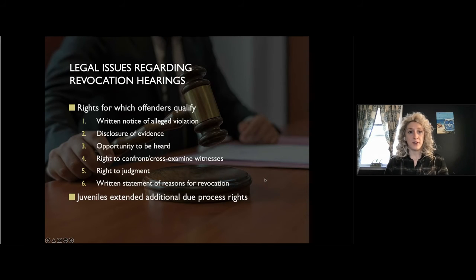So what rights does an offender qualify for during a revocation hearing? Well, there are 6. First, they have the right to receive written notice of the violations that are alleged against them. They also must be disclosed the evidence that is presented against them or going to be presented. They have the opportunity to speak at the hearing. They have the right to confront and cross-examine any witnesses. They have the right to judgment and the right to be provided a written statement of reasons for the revocation. And juveniles will be extended additional due process rights during these hearings.